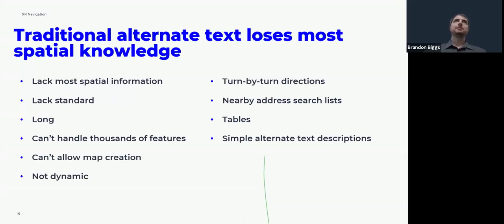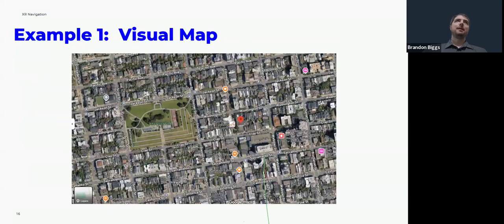Most traditional alternate text, such as a short text description that says something like, this is an address at 2318 Fillmore Street, tables, and nearby address searches, don't communicate all this information. But what does communicate all this information? Actually, I'm going to go through a couple of examples here.